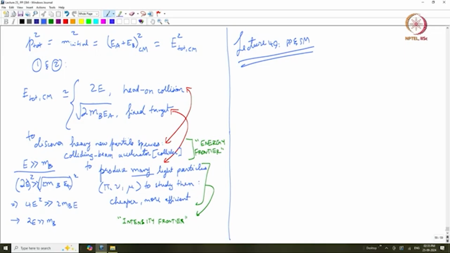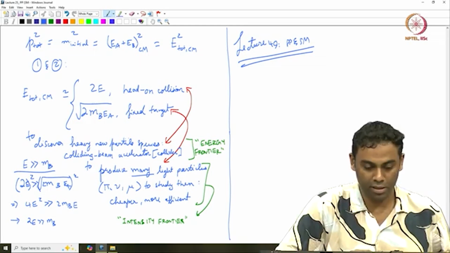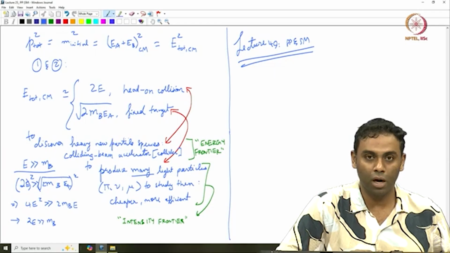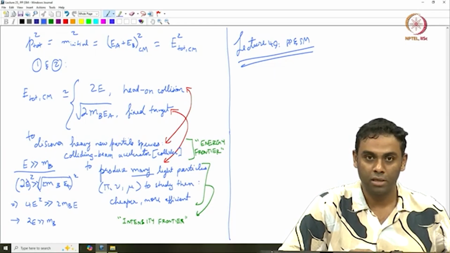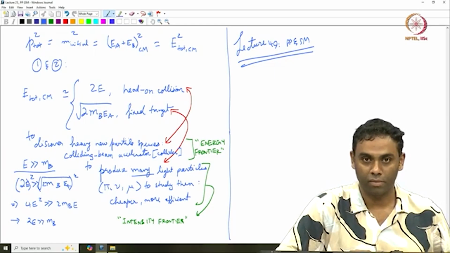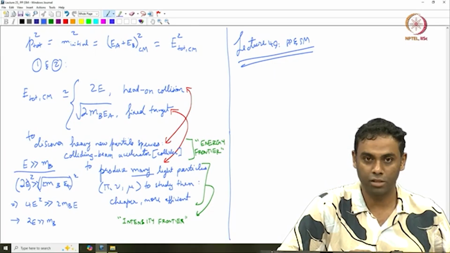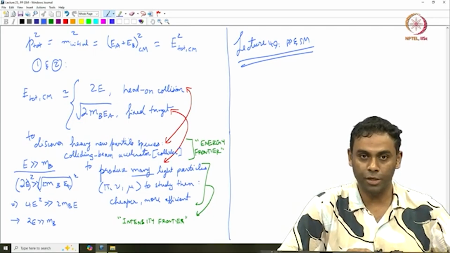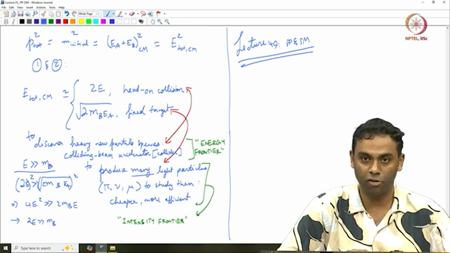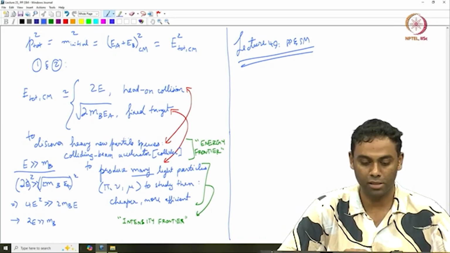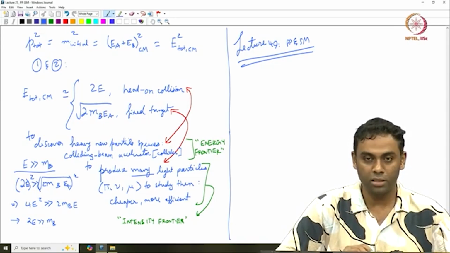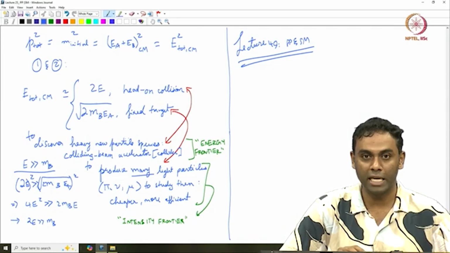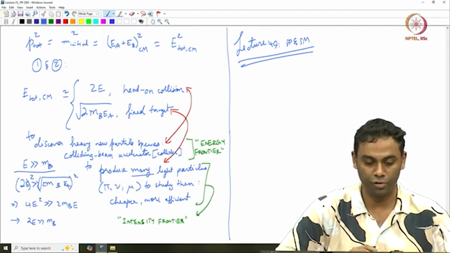That meant if you want to discover new heavy particles, you are better off using the head-on collision method, like the LHC and so on, because just like that you can pump in a lot of energy in the center of momentum frame and create the particles that you want. So this came to be known as the energy frontier of building colliders and looking for new physics.